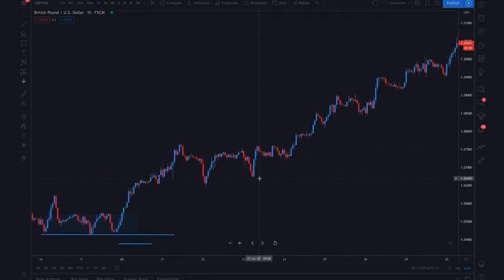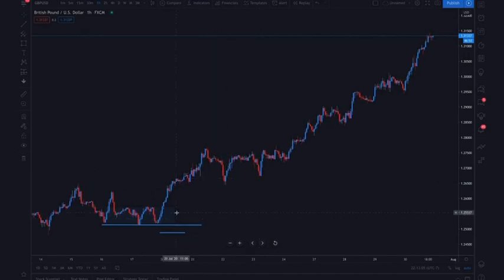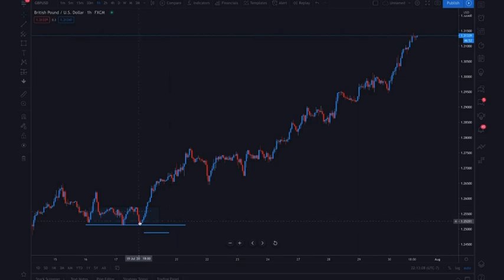So you always want to put it structure-wise a few pips below the last higher low in an uptrend. So while price is going up, it comes down, it goes up, it comes down, it never stops you out. Now, here is where you put your stop loss into actual break even or even profit.